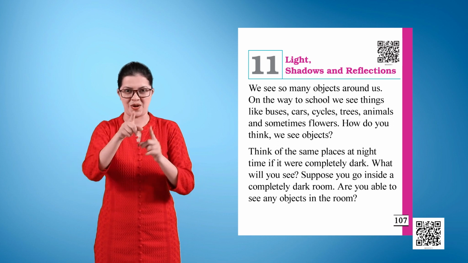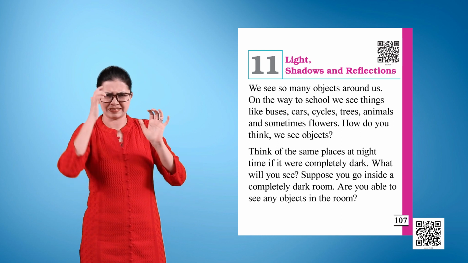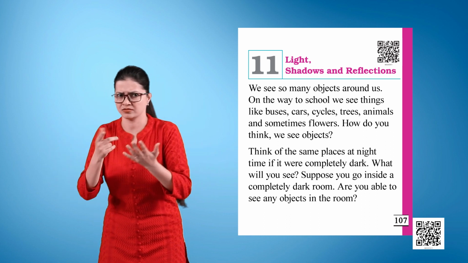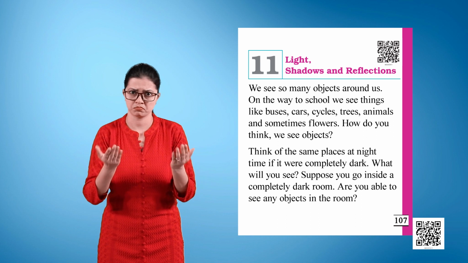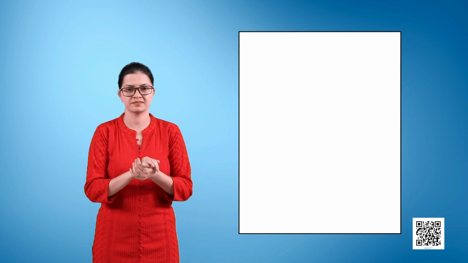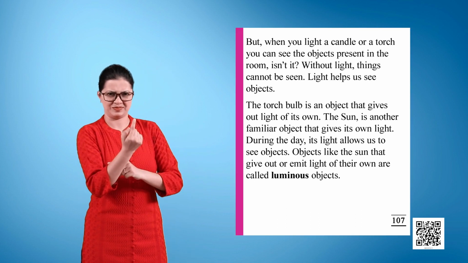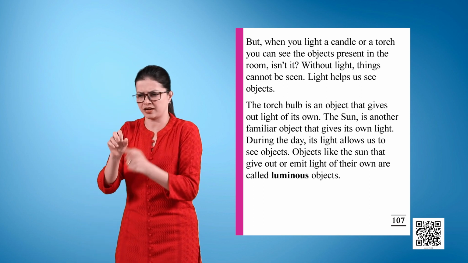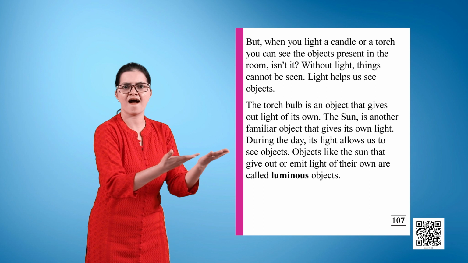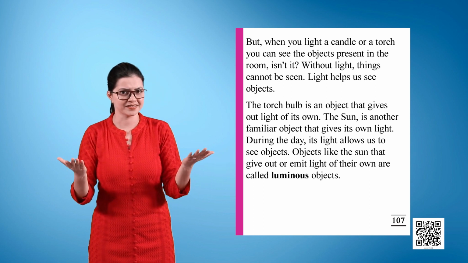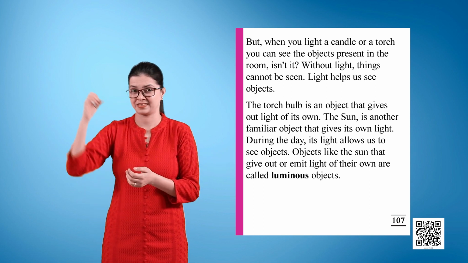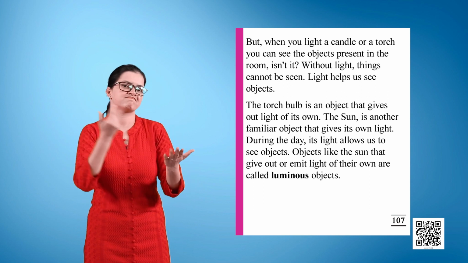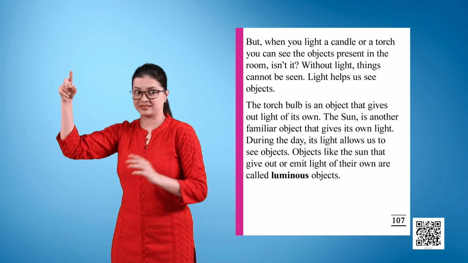Suppose you go inside a completely dark room. Are you able to see any objects in the room? But when you light a candle or a torch, you can see the objects present in the room, isn't it? Without light, things cannot be seen. Light helps us see objects.